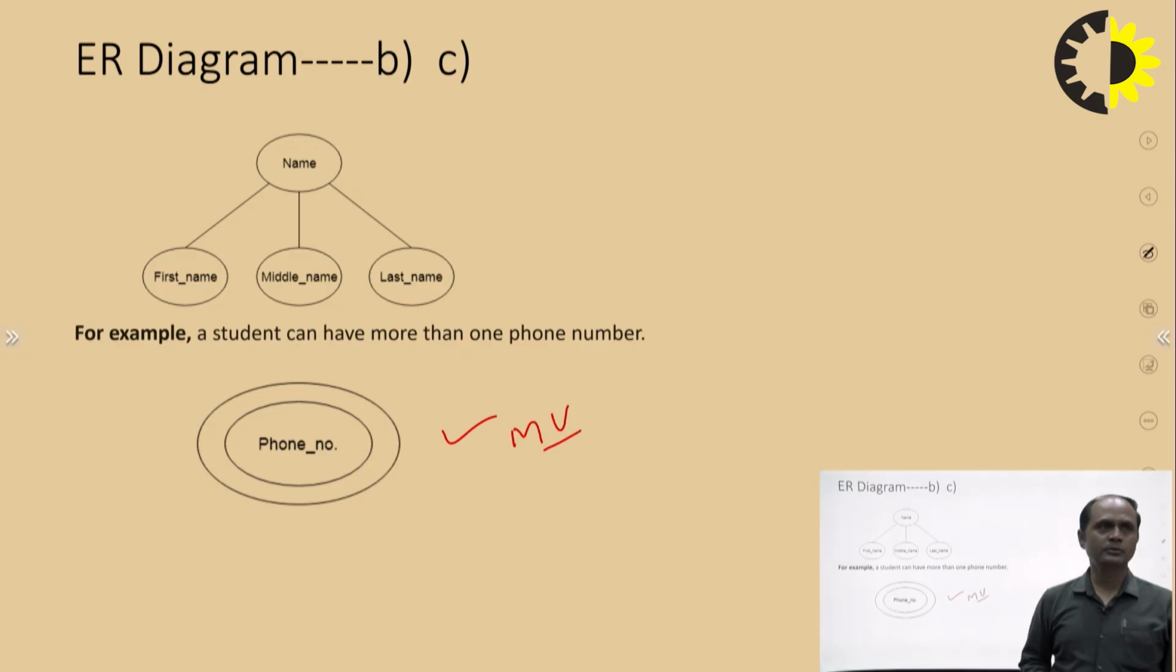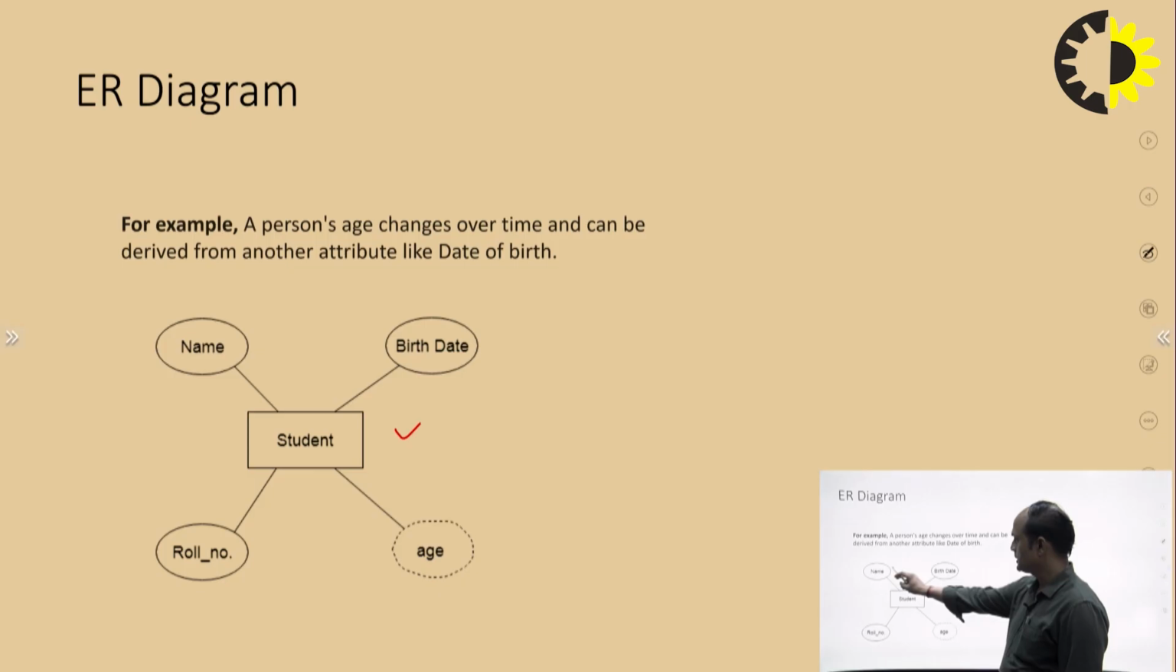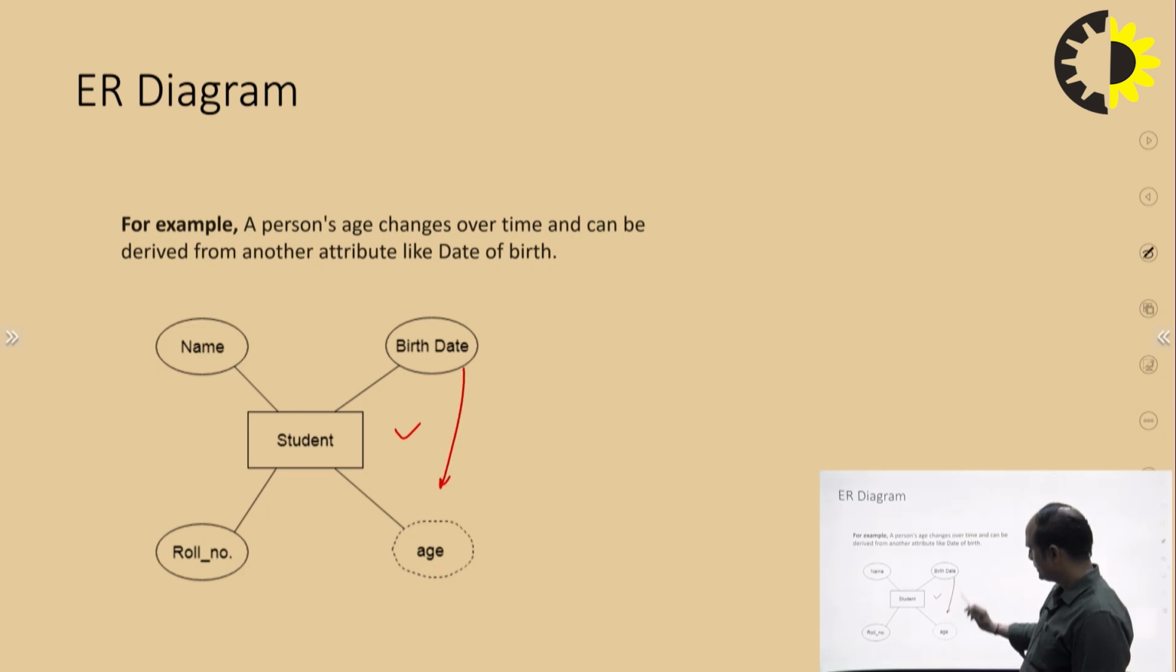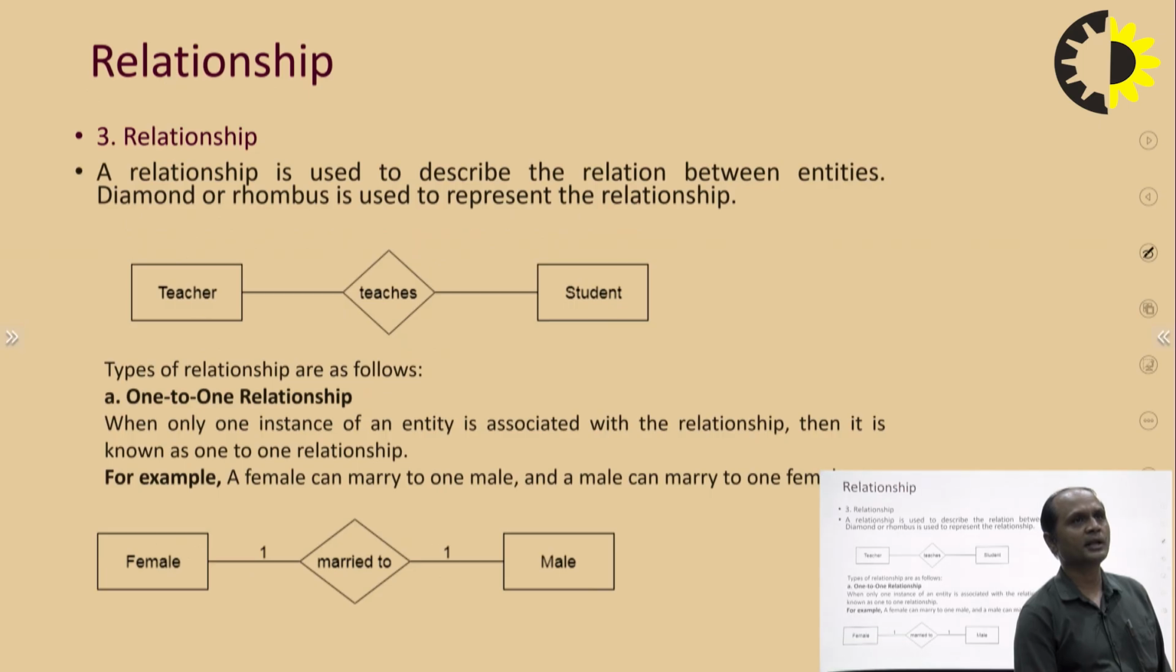Multi-value attribute, and this is called derived attribute. This is student, which has the name, birth date, roll number, and age. Age can be calculated from the birth date, so age is called a derived attribute. Here is the representation of a derived attribute.